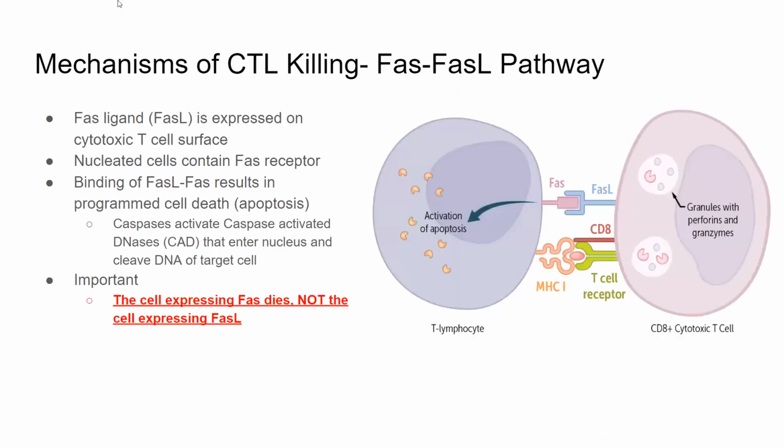Next one, this is also very, very high yield to know. So the FAS-L pathway. FAS ligand is expressed by the cytotoxic T cell, and then all other cells will express the FAS receptor. So the interaction between these two things will trigger apoptosis. But the most important thing to take away from this slide is that it's the cell expressing FAS, not the cell expressing FAS ligand, that dies. So make sure you know that. A lot of tumors will downregulate FAS to avoid killing by CD8 T cells. So knowing that's really important.